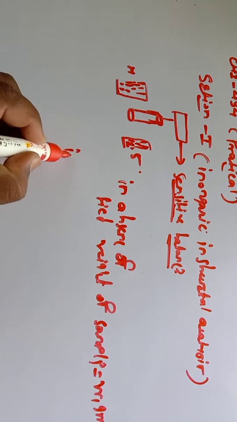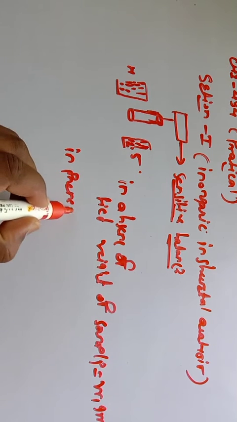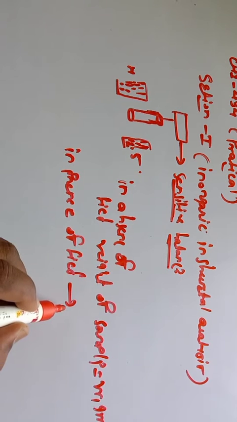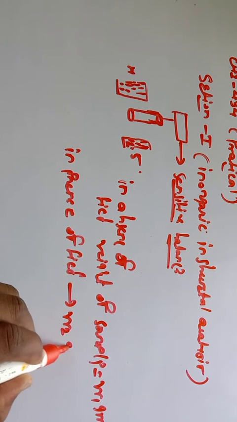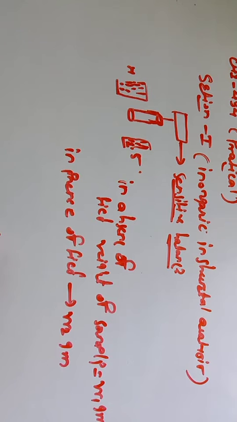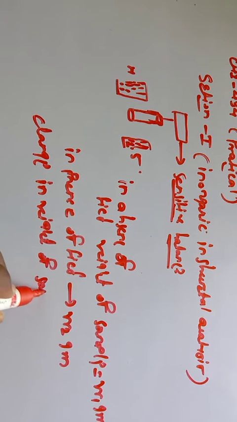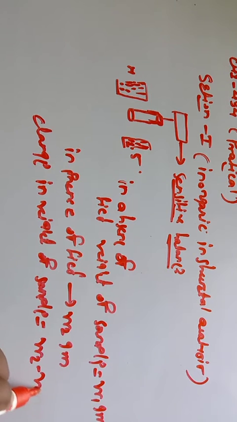Second, in presence of field, the weight of sample, that is W2 gram. The third one is the change in weight of sample. The change in weight of sample, that is W2 minus W1, we get delta W grams, that is change in weight.